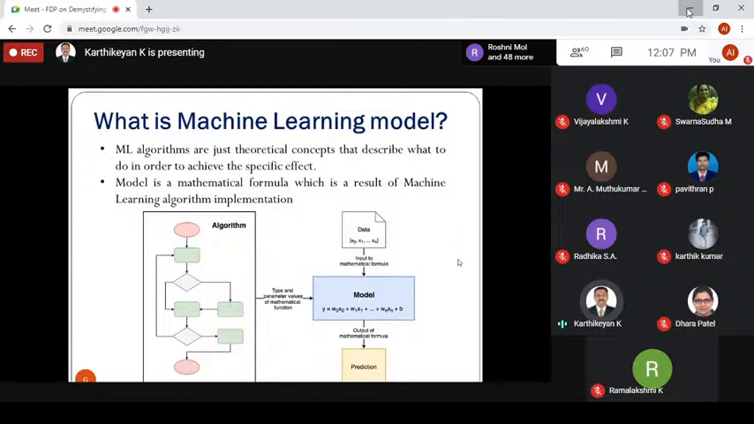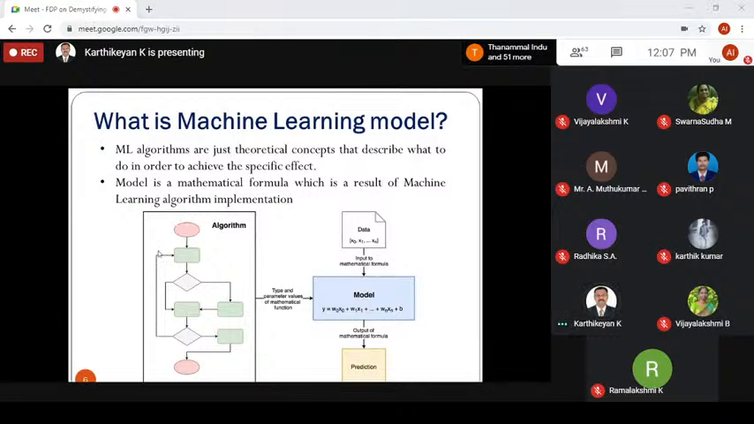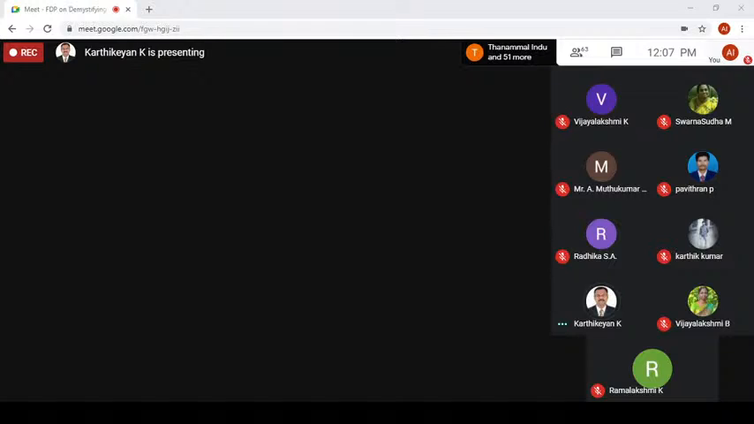When we form a mathematical model for those conceptual algorithms, then it is called a mathematical model, right? So we know the difference between the algorithm and the model from this picture. The algorithm is a step-by-step concept from the input to the output. What decisions are we going to take? What processes are we going to implement? Those theoretical concepts are called an algorithm.